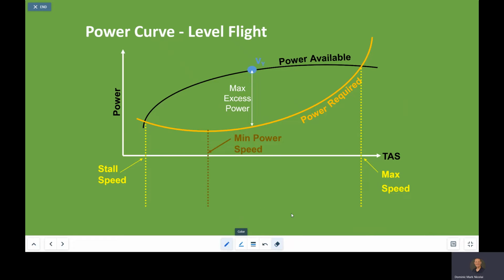That is going to divide this power curve into two regions. And when I look at the region to the right side, that's where I conduct my normal flight. And that is known as the front side of the power curve. You know you're on the front side of the power curve when you add power, you go faster.